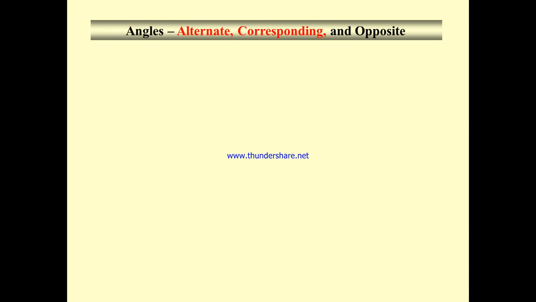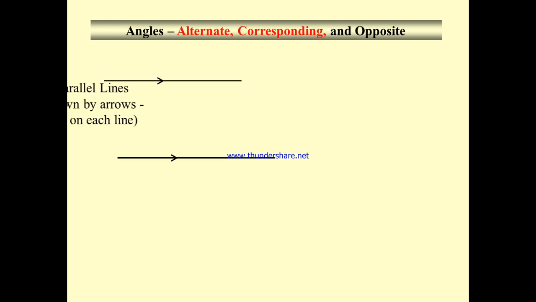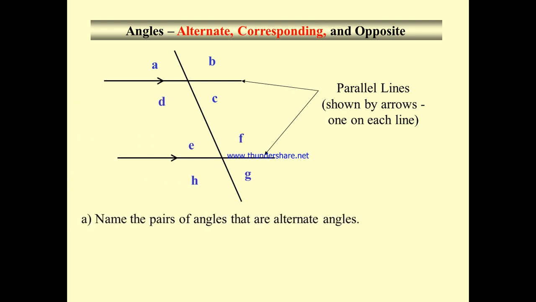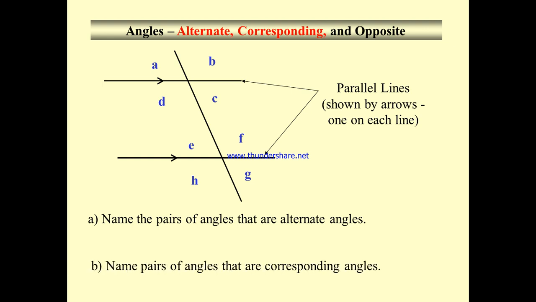Let's take alternate and corresponding angles together. Two parallel lines cut by a transversal. I will get these angles. Now the questions are, name the pairs of angles that are alternate angles, name the pairs of angles that are corresponding angles. Okay, so I have to search first for alternate angles.